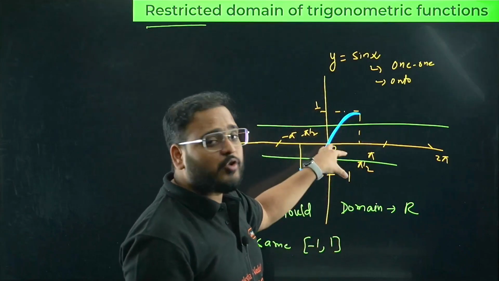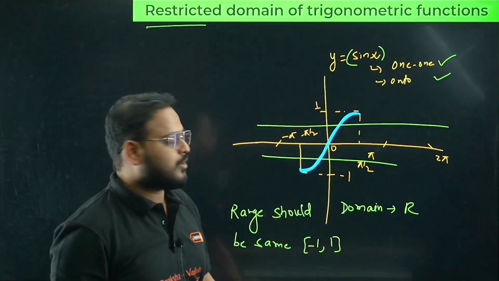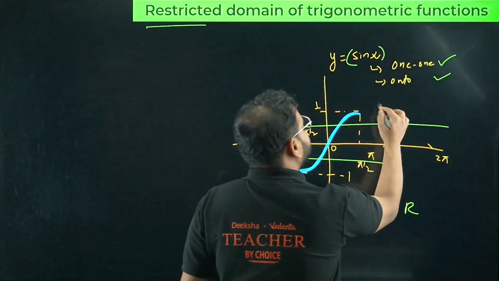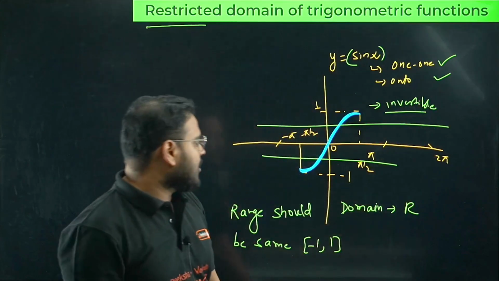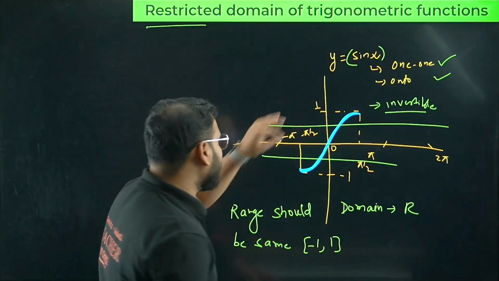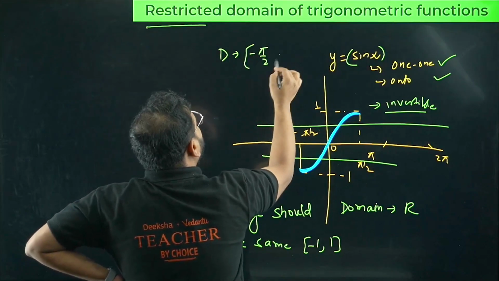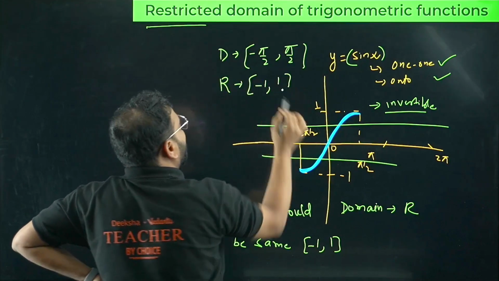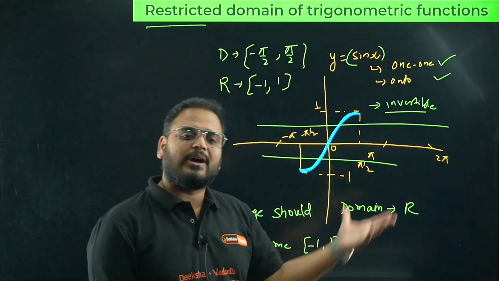Now, sir, with this domain, the function has become 1-1 and it's onto also. Range and codomain are the same. It means now it is bijective, so invertible. Got it? So what we do is restrict the domain with the understanding that the range remains unchanged. The domain now becomes -π/2 closed to π/2, and the range remains unchanged, -1 to 1. Is this part clear? Of course. Now we'll look into how to find the inverse and how to find the graph.